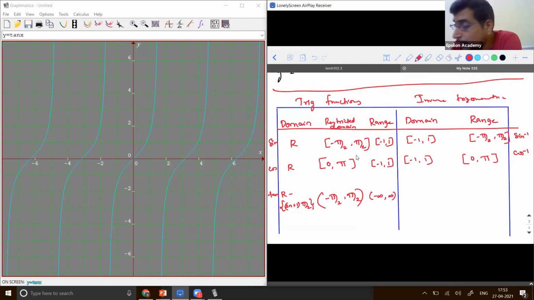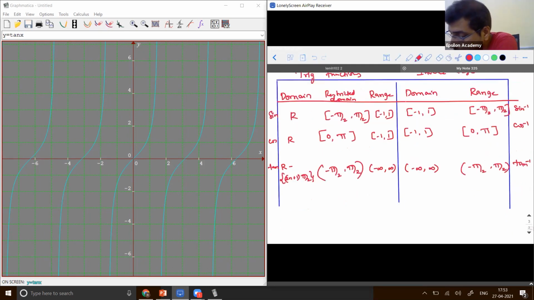Now, what is going to be the domain of tan inverse? Minus infinity to infinity. And what will be the range of it? Minus pi/2 to pi/2. Okay, so this is tan inverse.